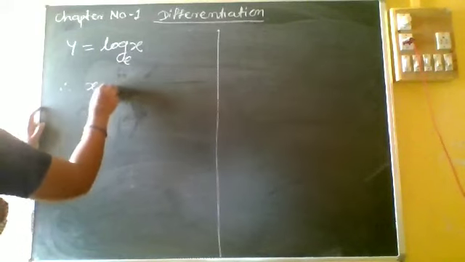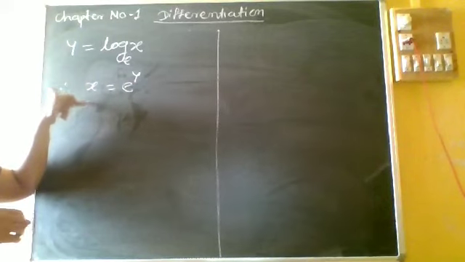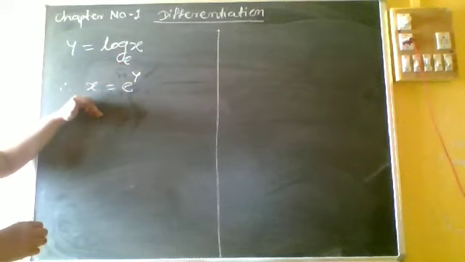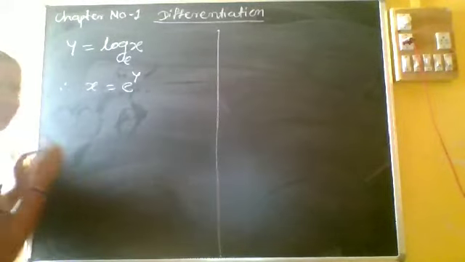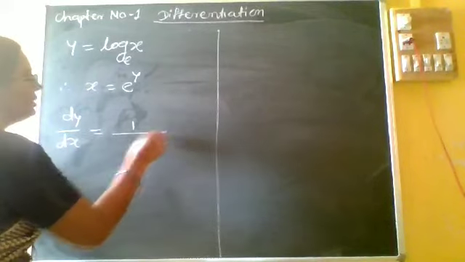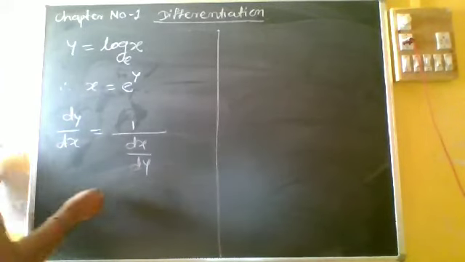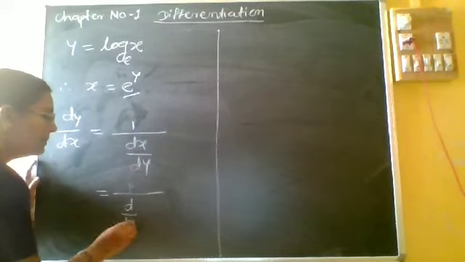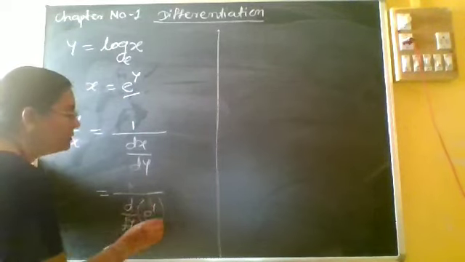Therefore, it becomes x is equal to e raised to y. This logarithmic function is taken in the exponential format, and this y, which is written in terms of x, we have to write as x in terms of y. Then we have to find the derivative by using dy by dx is equal to 1 upon dx upon dy, that is 1 upon, what is x here? x is e raised to y, differentiating this x with respect to y, it becomes e raised to y.